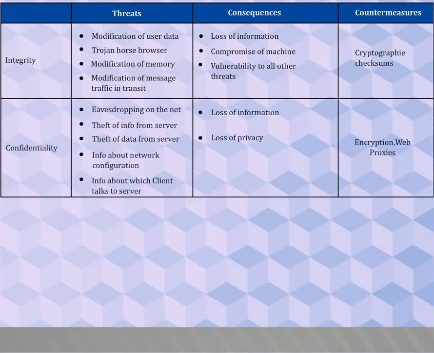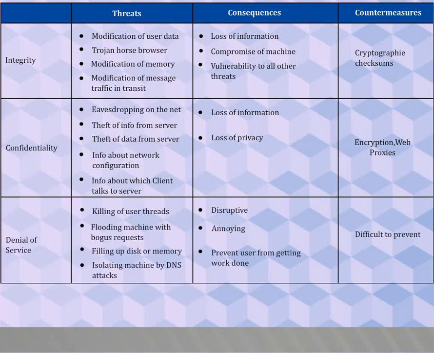Confidentiality. Threats: eavesdropping on the net, theft of information from server, theft of data from server, info about network configuration, info about which client talks to server. Consequences: loss of information, loss of privacy. Countermeasures: encryption, web proxies.